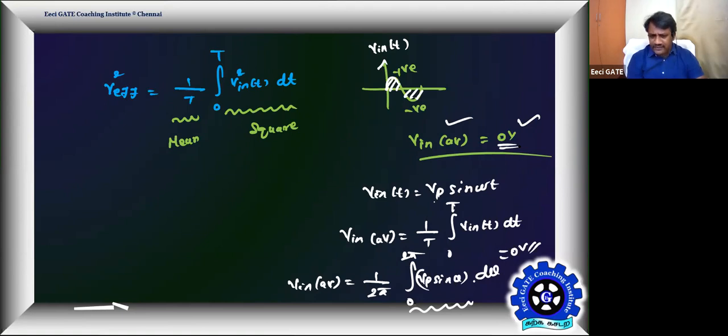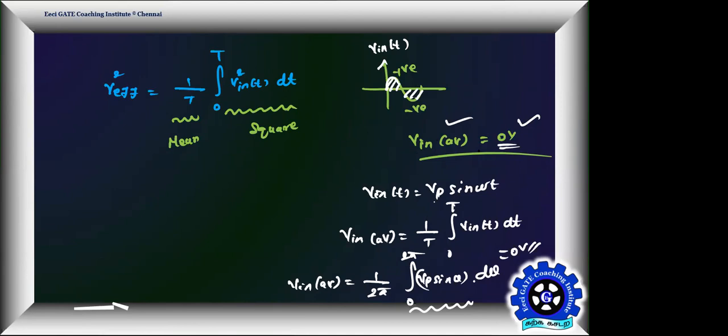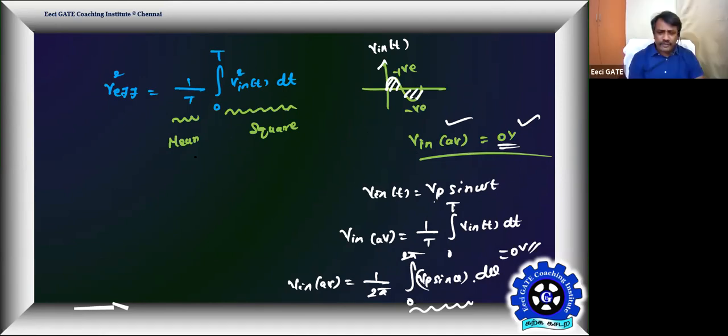That never exists. But if you square it, the positive half cycle squared is positive, and the negative half cycle squared also becomes positive. Therefore, an average will exist. All of you getting it? So you go for the squared mean. The normal mean is not going to exist.